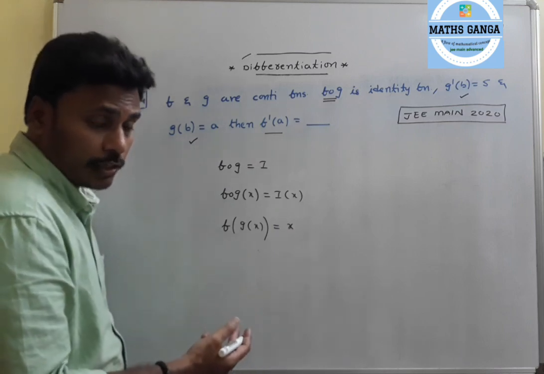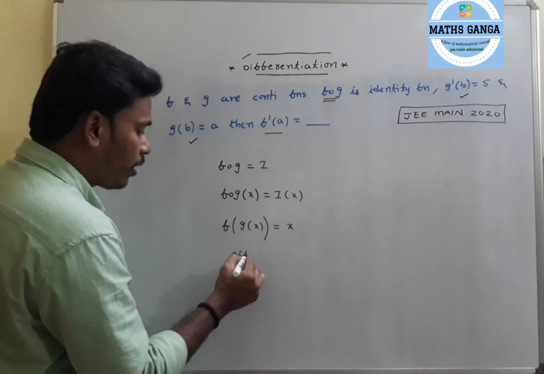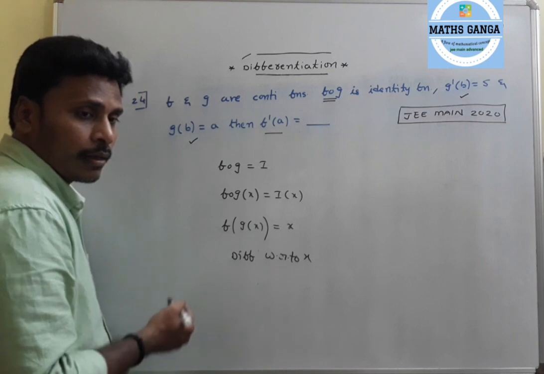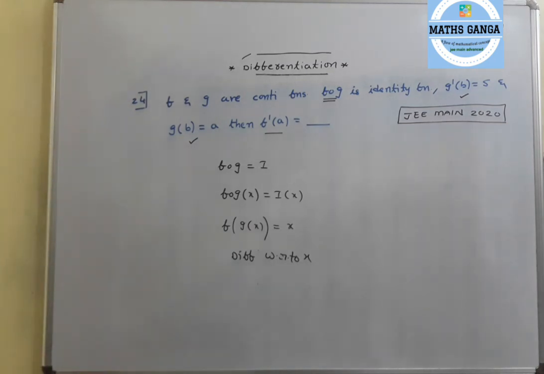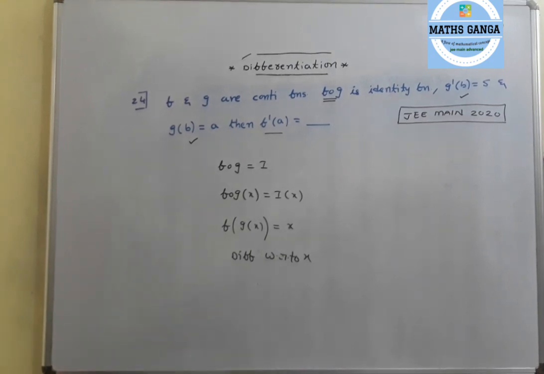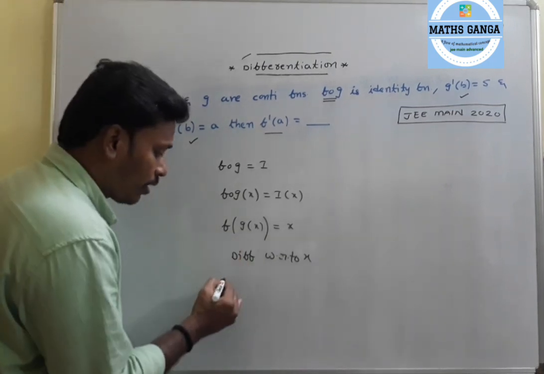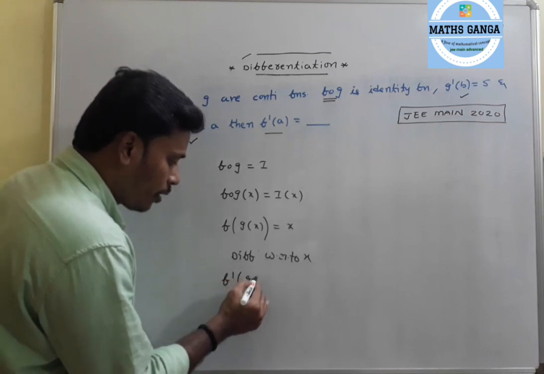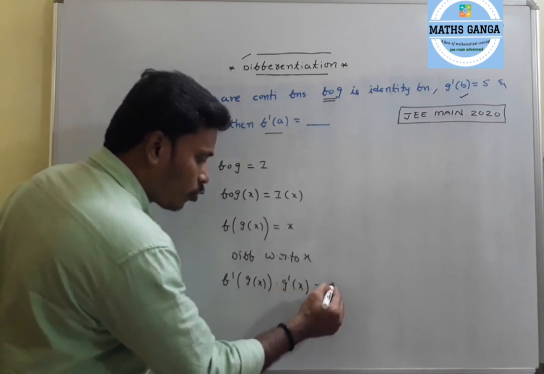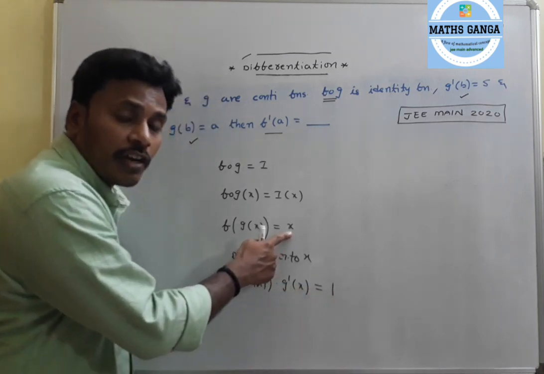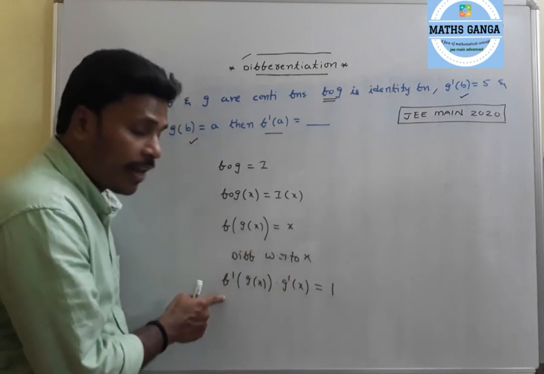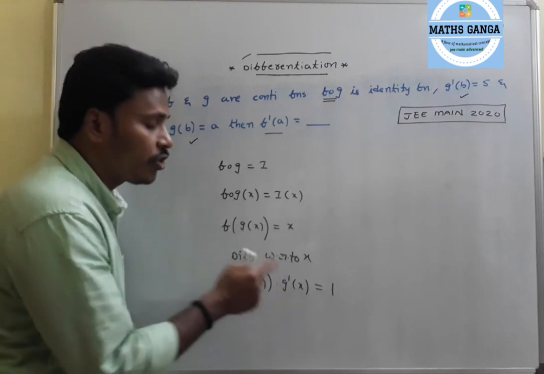Now you just differentiate it. If you differentiate with respect to X on both sides, what will happen? Just have a look. F of G of X differentiated with respect to X gives F dash of G of X into G dash of X, which is equal to 1. On the right side, the derivative of X with respect to X is 1. On the left side, for F we get F dash of G of X, and for G it is G dash of X.